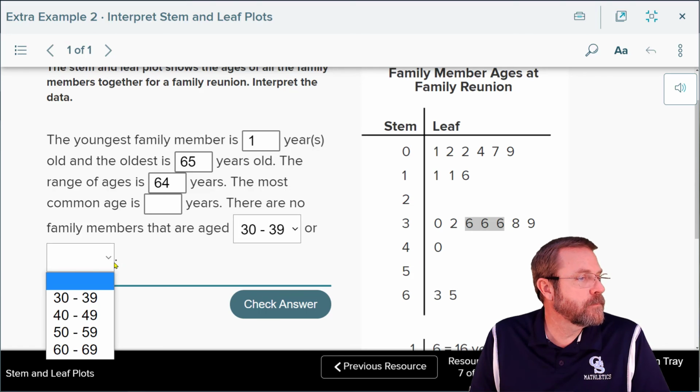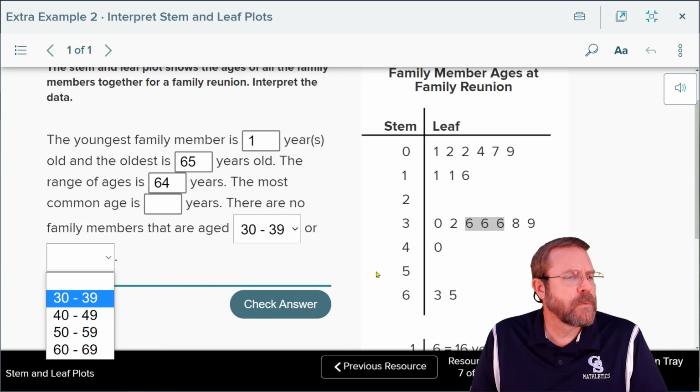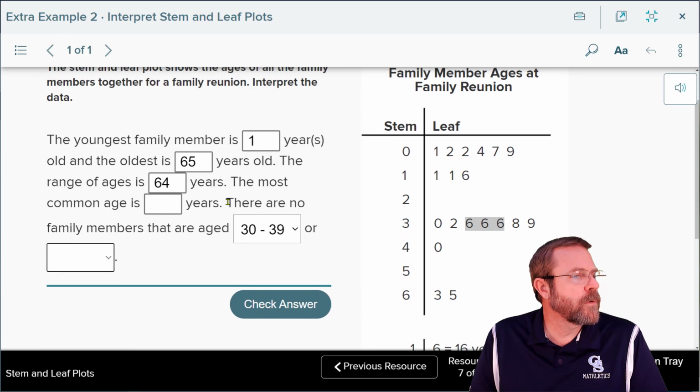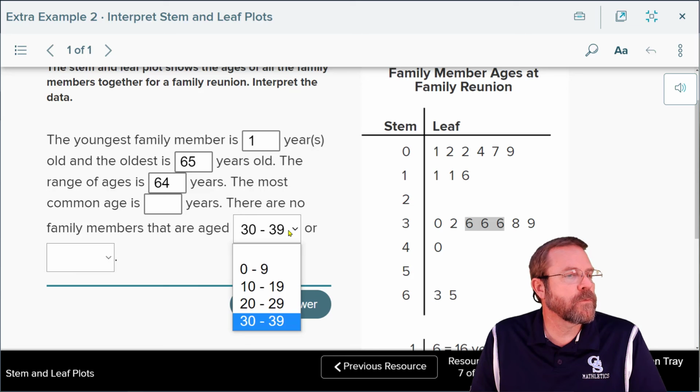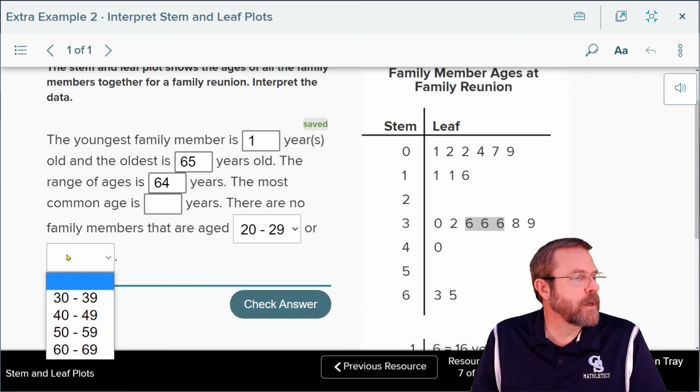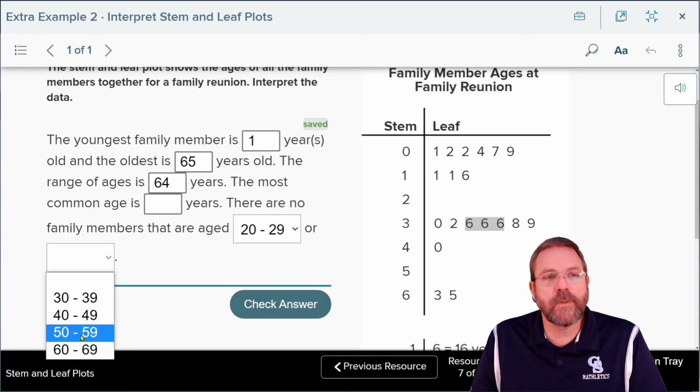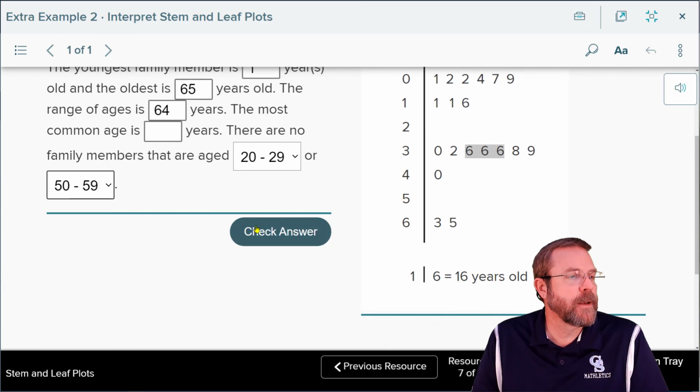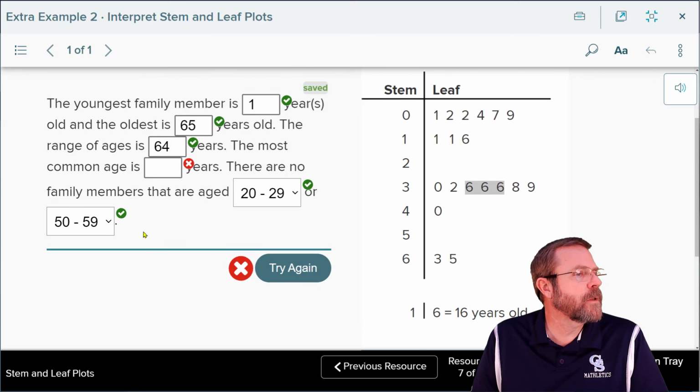I guess the next common group would end up being, I'm a little confused by that. I'm sorry, there are no family members that are aged, okay, here we go. There's no family members that are aged, I totally misread that, 20 to 29, and there's no family members that are in the age group of 50 to 59. Check those answers, and there you go.